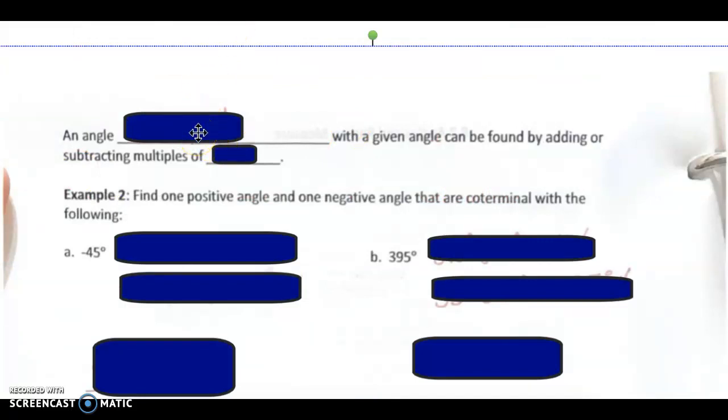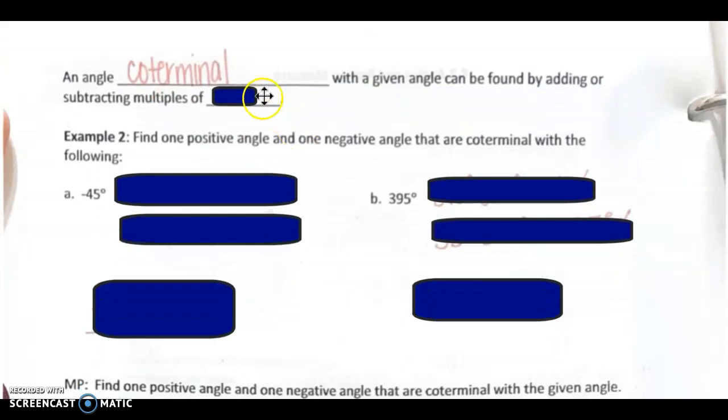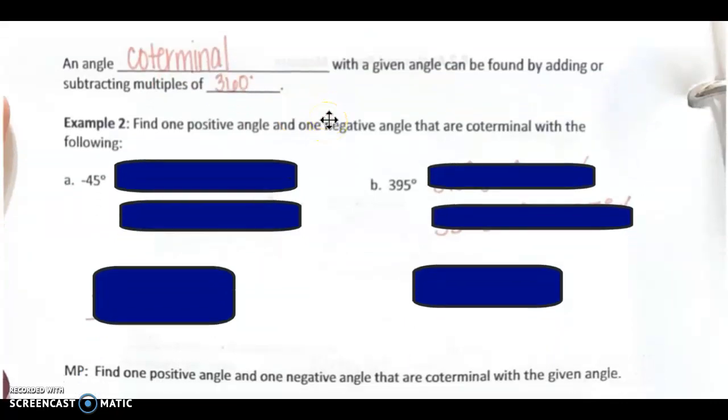Okay, so it says an angle coterminal with a given angle can be found by adding or subtracting multiples of 360. Because if you think about it, if you have a 60 degree angle and we add a full rotation, that's going to end in the same spot. So that's why we do that.